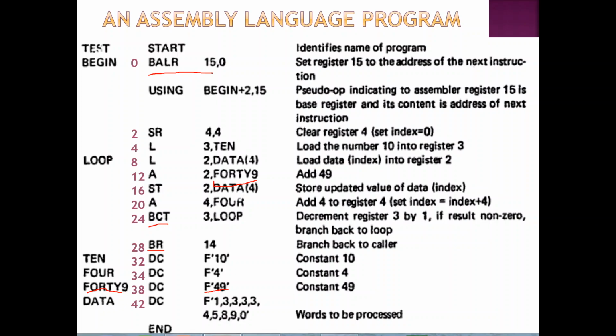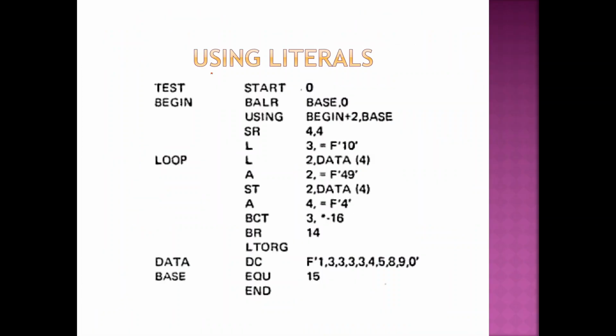The same program can also be rewritten like this. For example, here there is L 3 comma =F. What do you mean by that equals sign? Instead of using symbols like 49, we are using literals, directly placing the literal there. Instead of using a DC command and naming a symbol as 49 and storing 49 inside it, I'm not using any symbol here. Directly I'm going to place a literal.